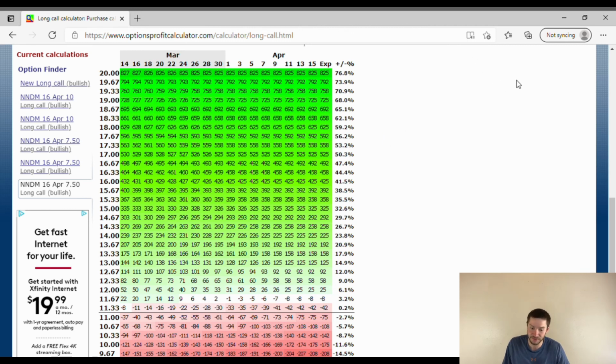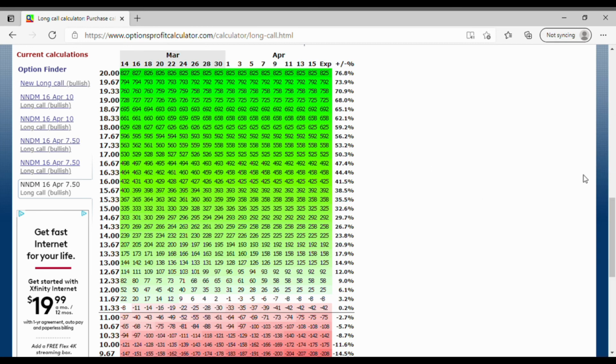It's really risky, too. If it goes the wrong way, you could lose all your profits, which is why you want to get an expiration date further out. The further out, the better.